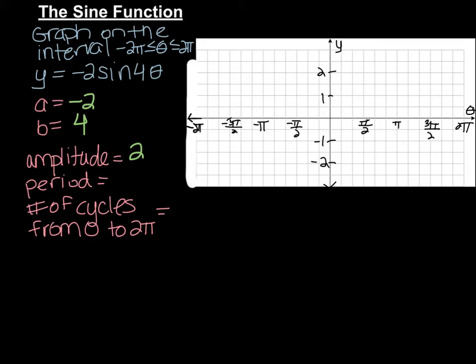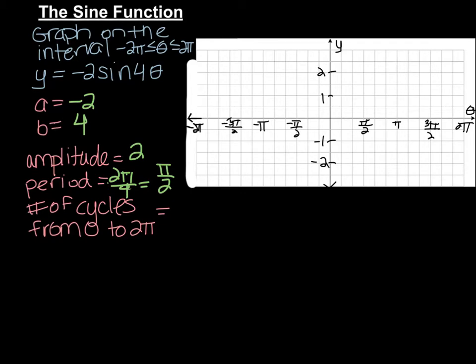The period for sine and cosine functions is 2 pi over the b value. The b value in this case is 4, so that means it's 2 pi over 4, which reduces down to pi over 2. So the period is pi over 2, meaning it takes pi over 2 radians, that's the distance on the x-axis that it takes to complete one full cycle.